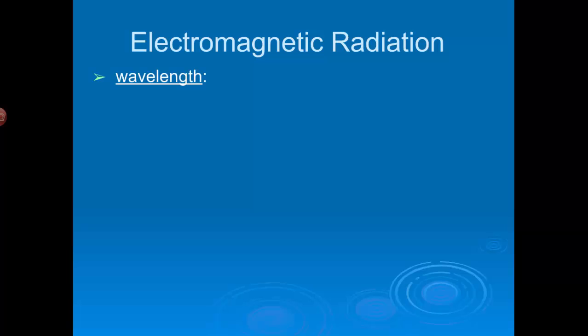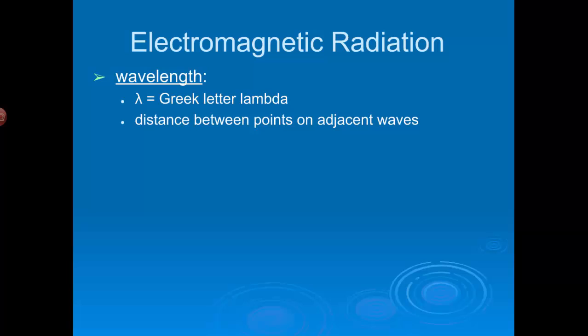So some of the properties that we need to become familiar with. Wavelength. Okay. Represented by the Greek letter lambda, which is lowercase l, and it's the distance between points on adjacent waves, the same point on two waves that are right next to each other. Typically, we report this in nanometers, especially when we're dealing with visible light or shorter wavelengths. It's simply easier to say, for example, 700 nanometers rather than 7.00 times 10 to the minus 7th meters. So you need to be familiar with the conversion between meters and nanometers.